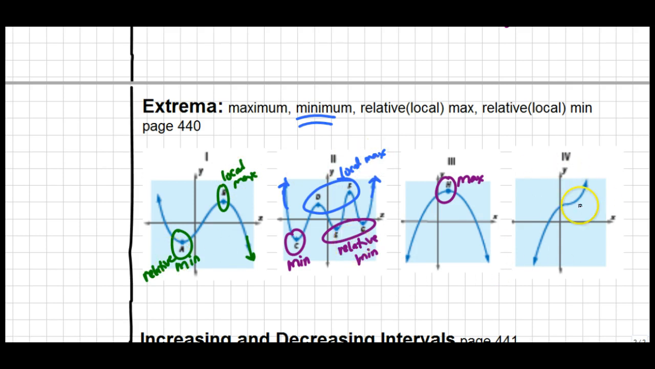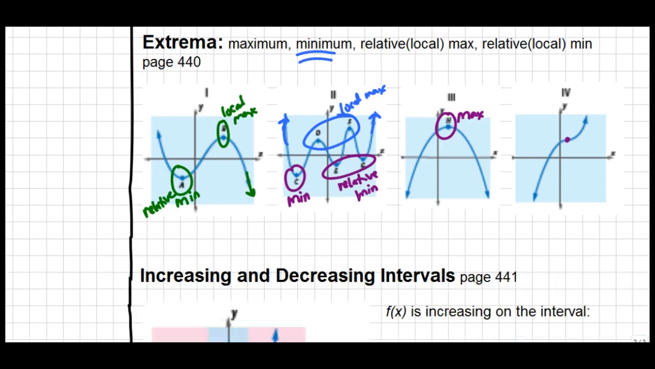The last graph here has nothing for us to label. It's just increasing forever. There is a point right here that you'll maybe study when you get into calculus. That point is called an inflection point, where the concavity of the graph changes from concave up to concave down. But that is not something that we'll cover in FST. That would be more of a calculus situation. So that's called an inflection point for those of you moving on to calculus.